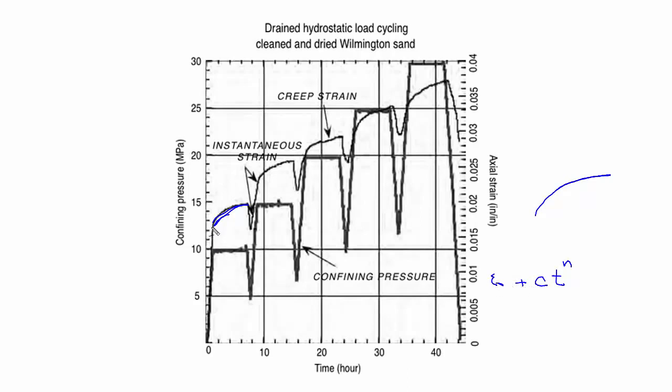So some initial strain, epsilon 0, plus some constant times time to some power will give me a curve that looks like that. The constant and the power are fitting parameters. So you do, say, some least squares regression so that your model best fits that curve. And then you can use this type of model to predict how much material will creep.